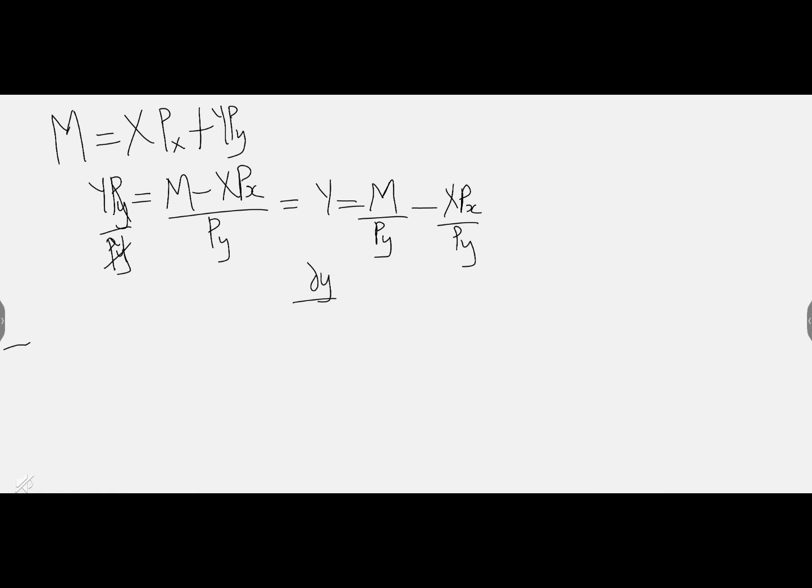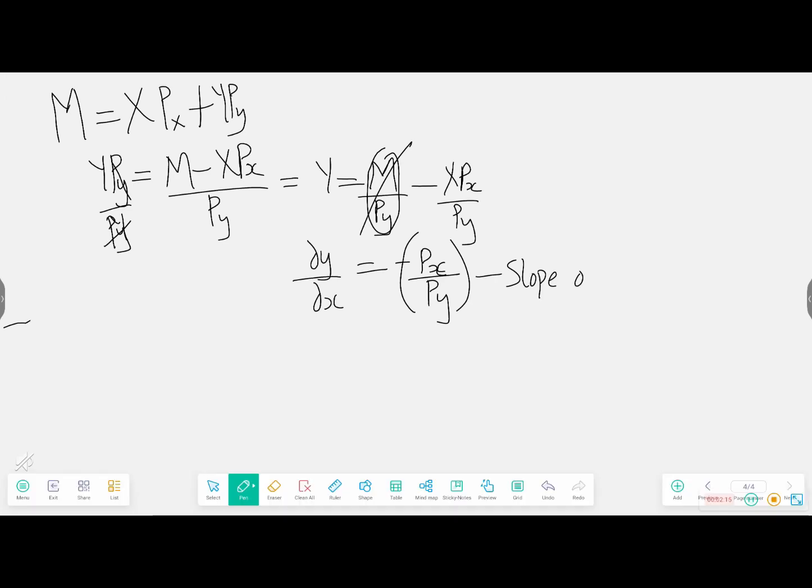So we'll have dy/dx. You differentiate y with respect to x, because slope basically signifies change. So that will be dy/dx equals, since you are differentiating with respect to x, and this part does not have x, it will be cancelled out. So when you differentiate this with respect to x, it will leave minus Px over Py. So this is the slope of the budget line. Px over Py is the slope of the budget line.